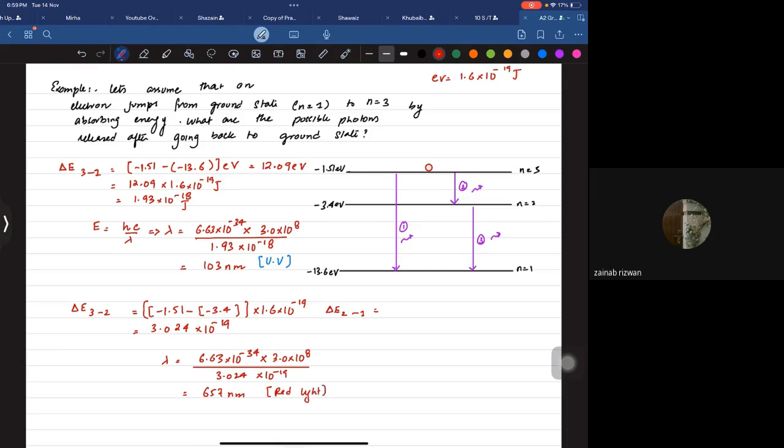For the other one, you guys need to do minus 3.4 minus 13.6 and multiply by 1.6 times 10 raised to minus 19. This will be equal to 2.72 times 10 raised to minus 18. You do the same thing, and at the end, you should be getting 122 nanometer, which is UV light as well.